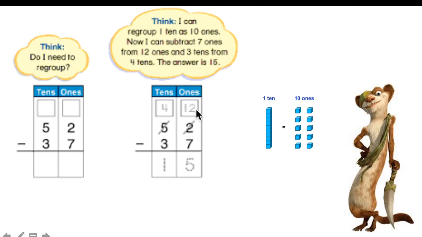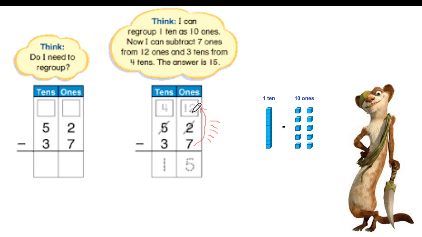7 count up to 12. How many will be left? Sorry, I wanted to show you how you count on from 7 up to 12, like this. 7, 8, 9, 10, 11, 12. I counted up to 12. How many lines did I make? 1, 2, 3, 4, 5. So it's 5.